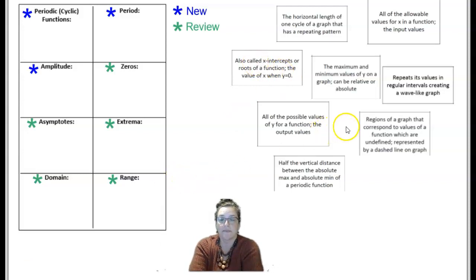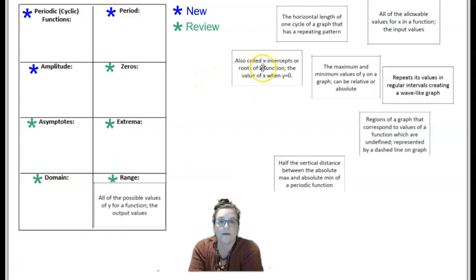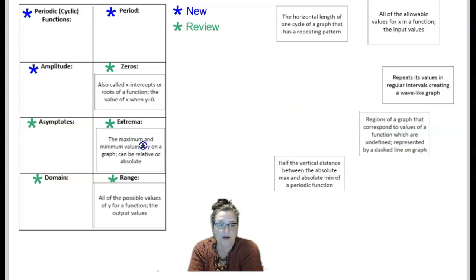Okay, so let's go over the vocabulary together. We'll start with this one. All of the possible values of y for a function, also the output values, that would be the range of the function. Okay, then the x-intercepts or roots of a function, the value of x when y equals 0, those are called the zeros of the function. Okay, the maximum and minimum values of y on a graph, they can be relative or absolute. Those are extrema. We had absolute and relative extrema in Unit 1.